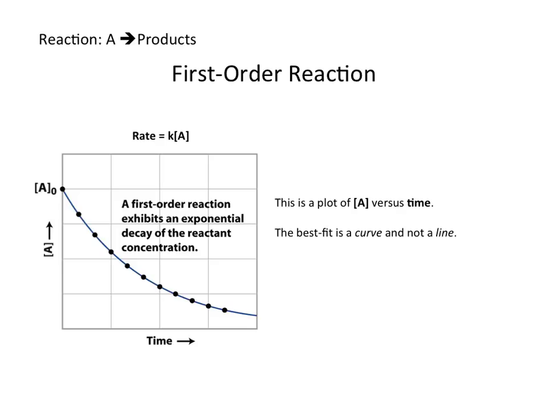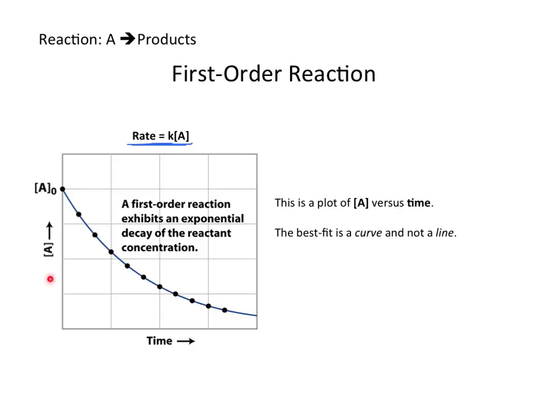We saw how reaction rates depend on the concentration of the reactants with our method of initial rates, but we may also be interested in how concentration varies with time. So consider the reaction, reactant A yields products. If our reaction is first order, then our rate law will equal rate equals k times the concentration of A. And since this is first order, our exponent equals 1.